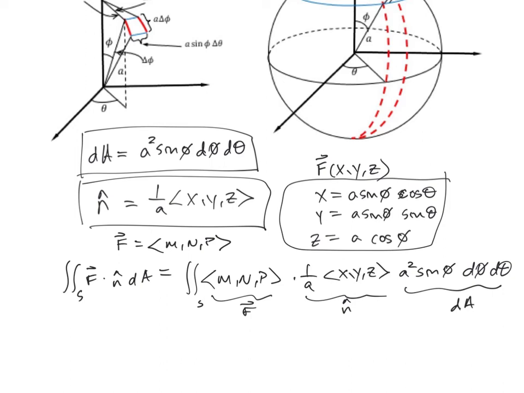What if our surface was just the top half of the sphere? That could be. It doesn't have to be an entire sphere. What would change in the limits if it was just the top half of the sphere? Phi would go from what to what?